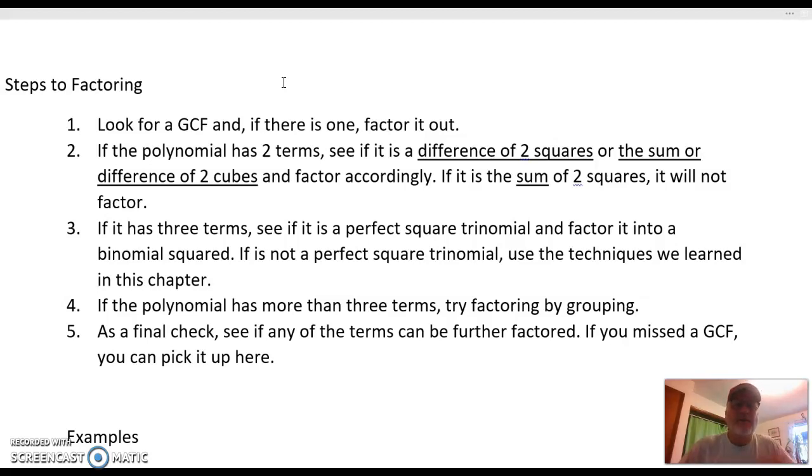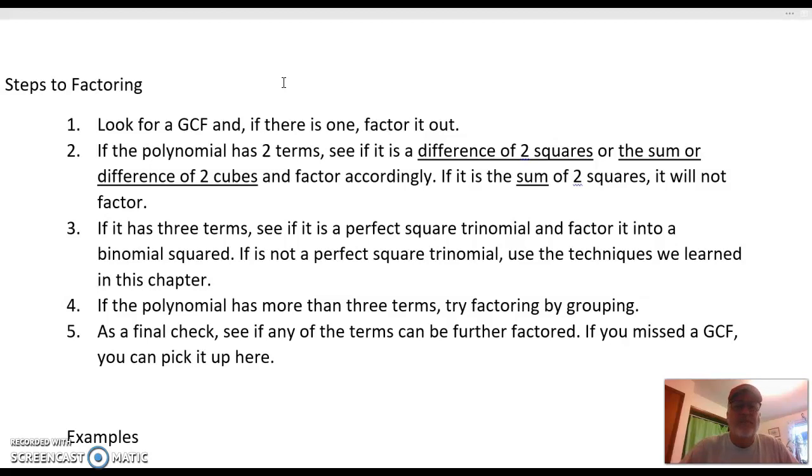If the polynomial has two terms, it's going to be either a difference of squares or the sum or difference of cubes. And just remember, if it is the sum of squares, it does not factor. Difference of squares factors, sum of squares does not. If it's three terms, you can see if it's a perfect square trinomial, factor it into a binomial squared.